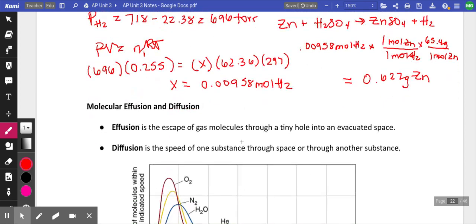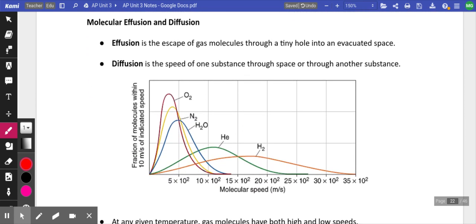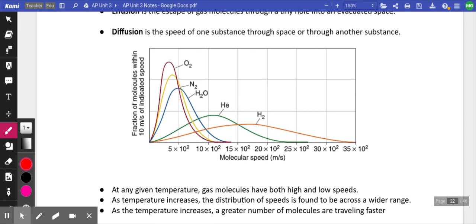All right, so in the next part of this, we're going to look at molecular effusion versus diffusion. Effusion is going to be the escape of gas molecules through a tiny hole into an evacuated space, whereas diffusion is the speed of one substance moving through space or through another substance. We're really more concerned with diffusion in this class, although sometimes we use the terms effusion and diffusion interchangeably.